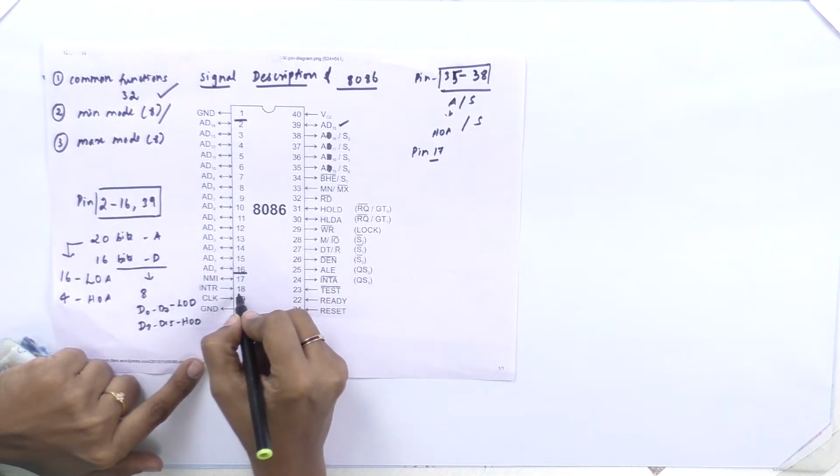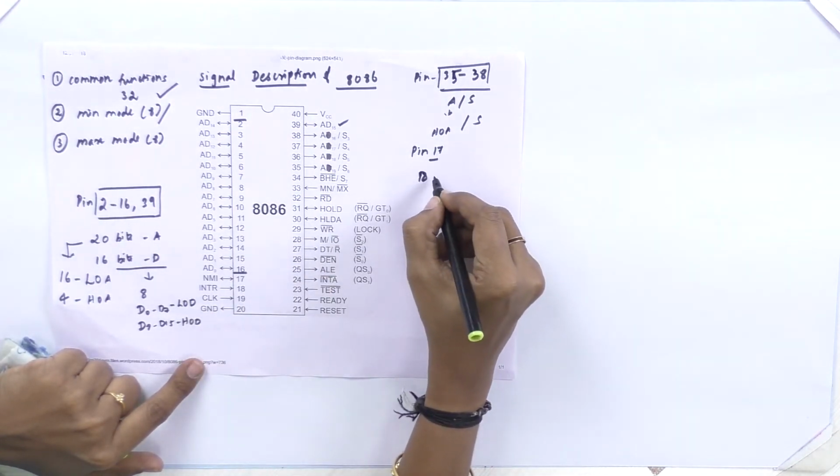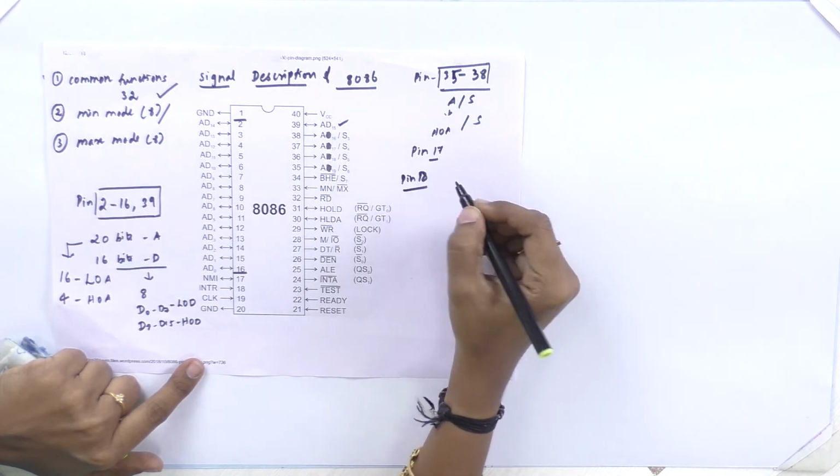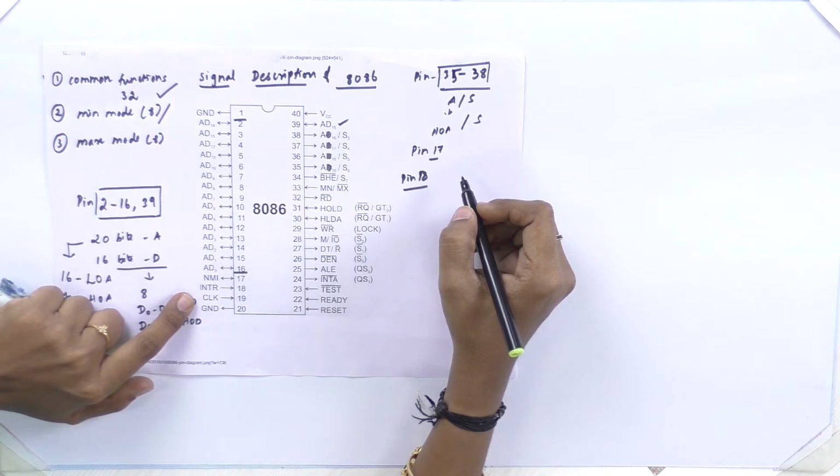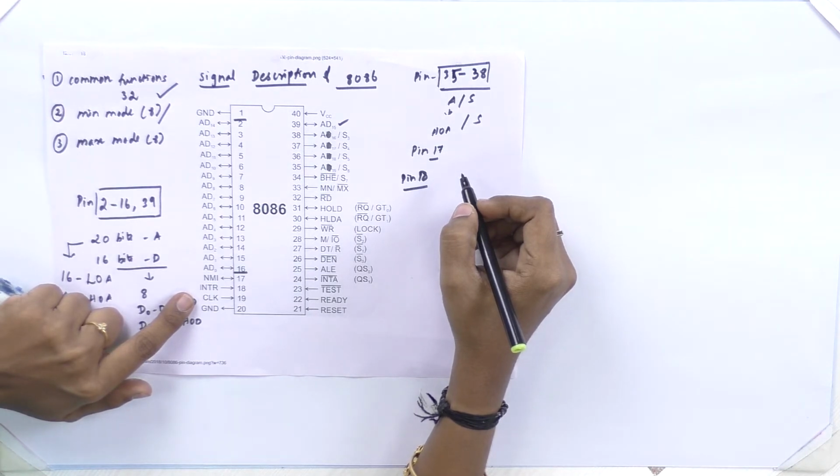And the next pin is the 18th pin, and pin number 18 is called the INTR pin, and this is also an interrupt request pin. Through this pin, any peripheral device or IO device can send an interrupt request to the processor.